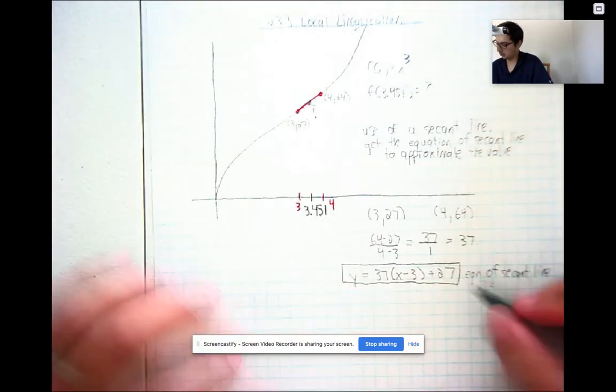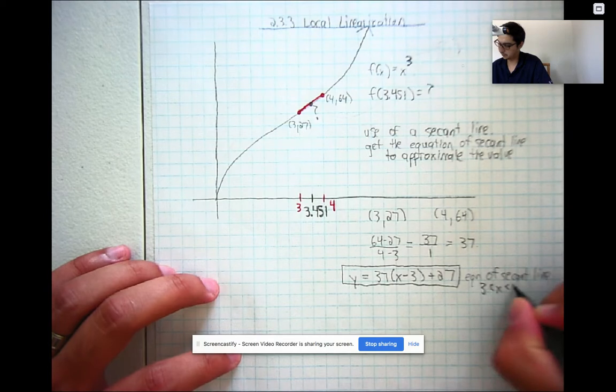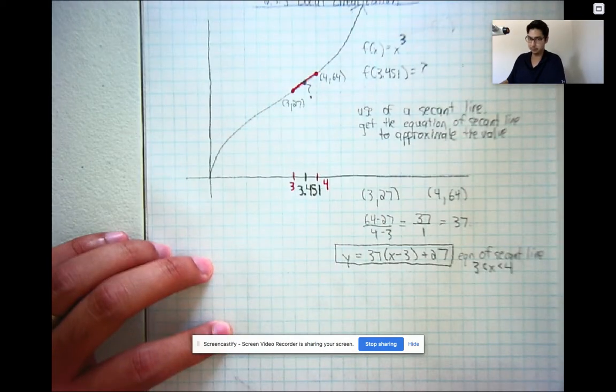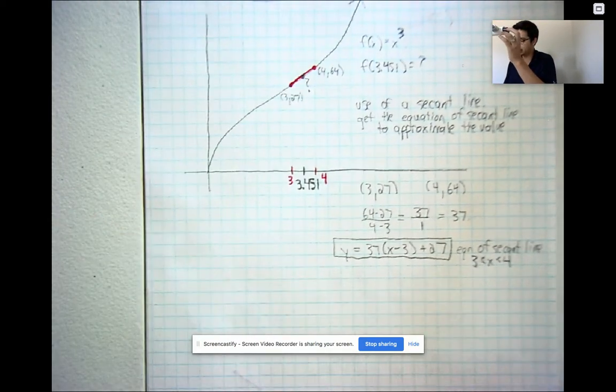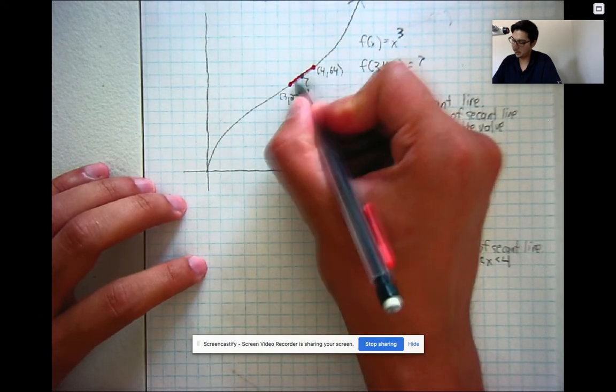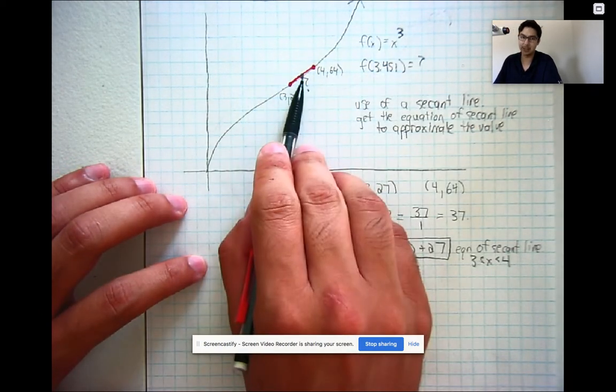Yeah, I guess I could just do 3 to 4. That's okay. Now, that secant line, if you notice, is going to very much resemble the curve at that point.